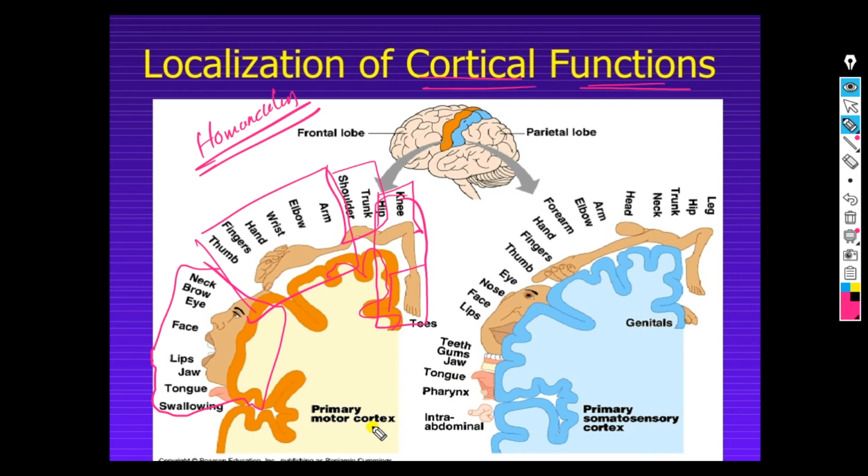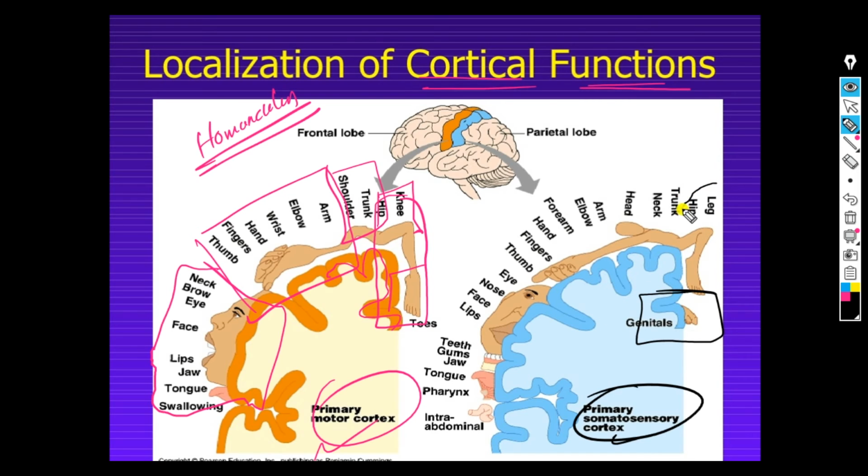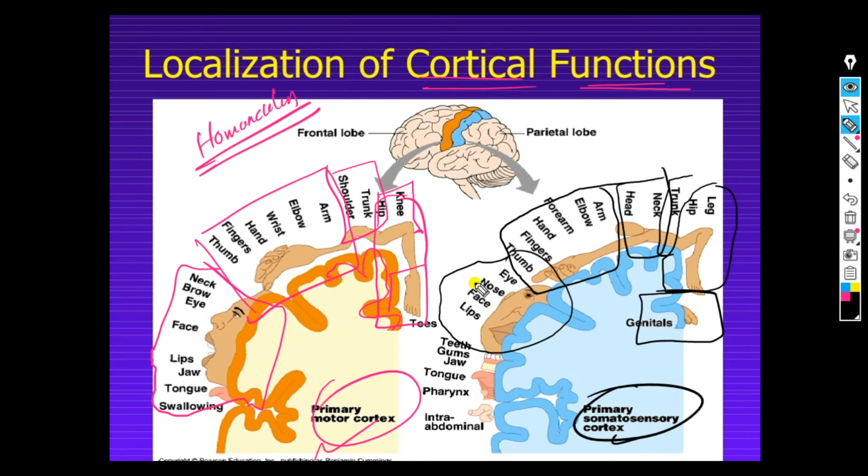And in the primary somatosensory cortex, you can see the genitals most medial, then leg, hip, then trunk. You can see neck and head, then arm, elbow, forearm, hand, fingers, thumb in the middle region. In the lower region, you can see eye, nose, face, lips, then teeth, gums, jaw, tongue, pharynx. Then the intra-abdominal region is the lowest part in the primary somatosensory cortex.